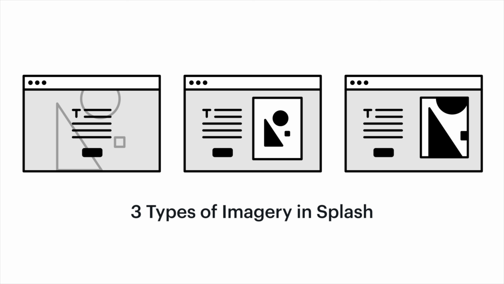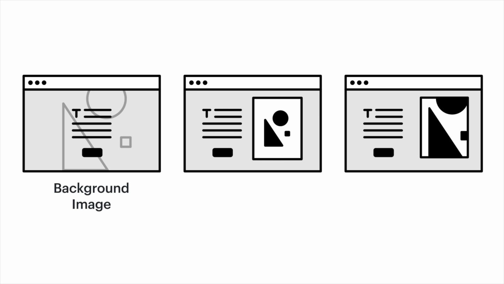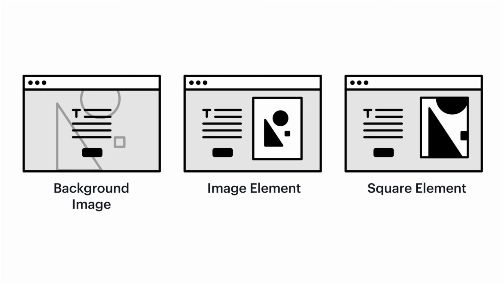When keeping this in mind, it is important to learn the differences between the three types of imagery in Splash: the background image, the image element, and the square element. While a designer can find unique use cases for each type of imagery on a splash page, let us first begin by breaking down the background image.